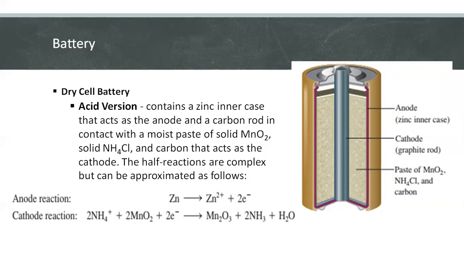In its acid version, the dry cell battery contains a zinc inner case that acts as the anode, and a carbon rod in contact with a moist phase of solid manganese oxide, solid NH4Cl, and carbon that acts as the cathode. This moist phase is the electrolyte in solid form. The half reactions are complex but can be approximated as follows. This cell produces a potential of about 1.5 volts.